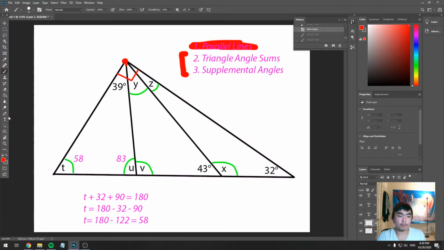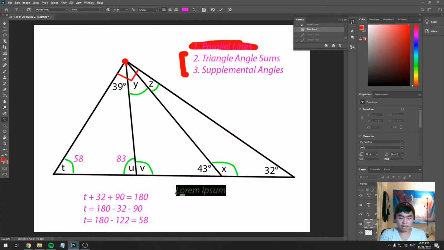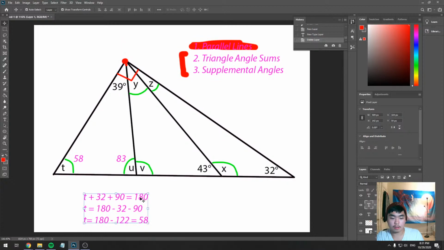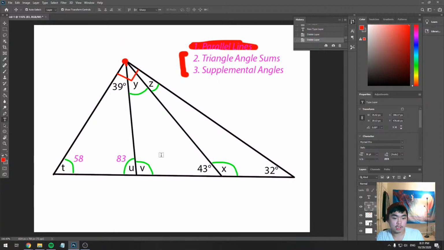So what does that mean for V? That means we can solve for V by saying that V plus 83 equals 180. Rearrange the numbers: V equals 97. Alright, so yet another angle solved. We have V equals 97.